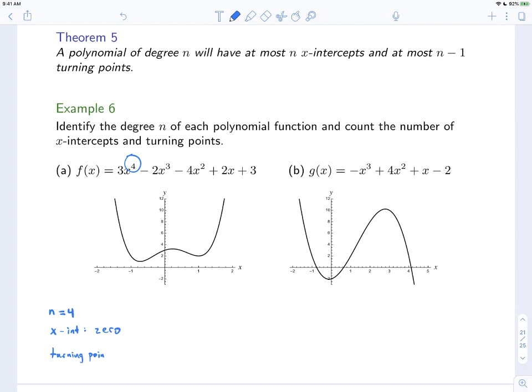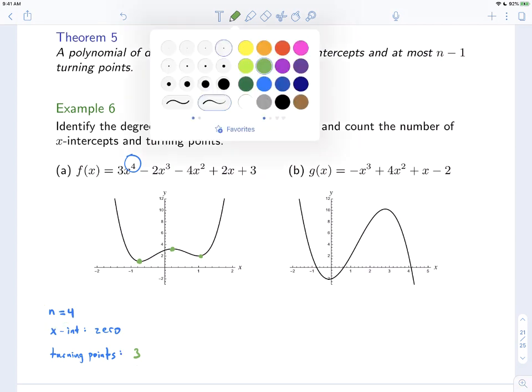There can be at most n-1 turning points. And we have a turning point right here, and right here. So there are 3 turning points. n is equal to 4, and we have n-1 turning points. Okay, well, what about example B?